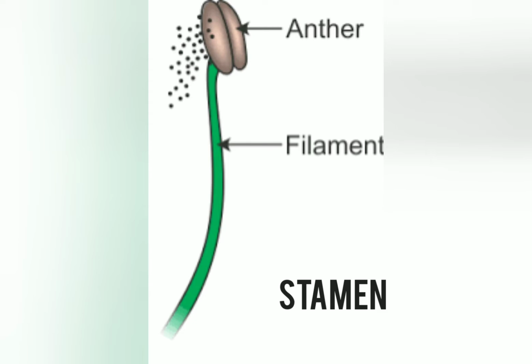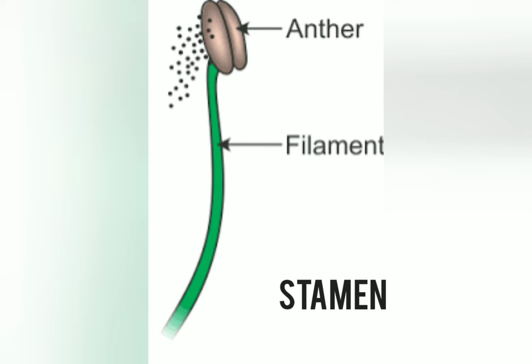Stamen consists of mainly two parts such as anther and a filament. Anther, you can see the bilobed structure. Inside the anther, a large number of pollen grains or microspores are developed. In the stamen, the filament is connected to the anther.